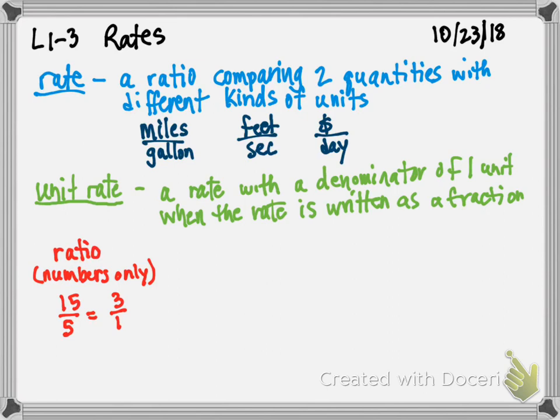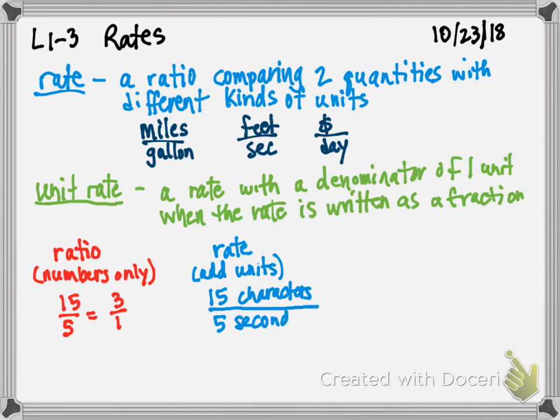Okay, so let's look at a rate. Now what we're going to do is add units. What does that 15 stand for? What does that 5 stand for? So we could say 15 characters per 5 seconds. So you might say, what the heck does that mean? Well, typists are measured in how many characters or keys they can strike in 5 seconds. That's what this is all about, okay?